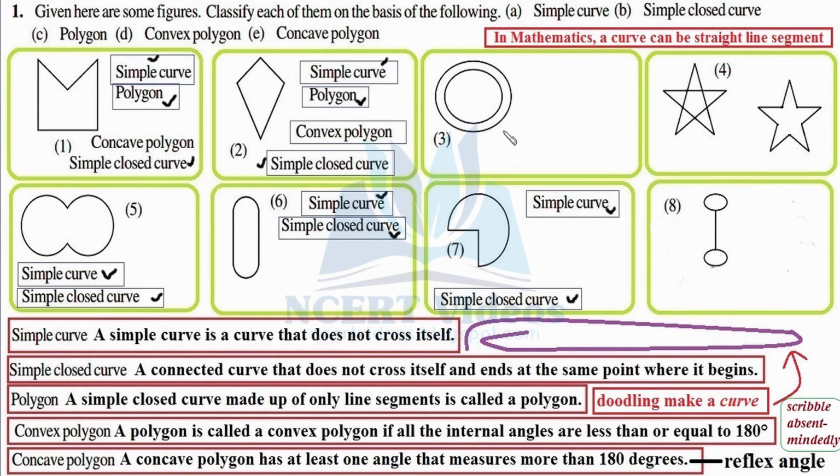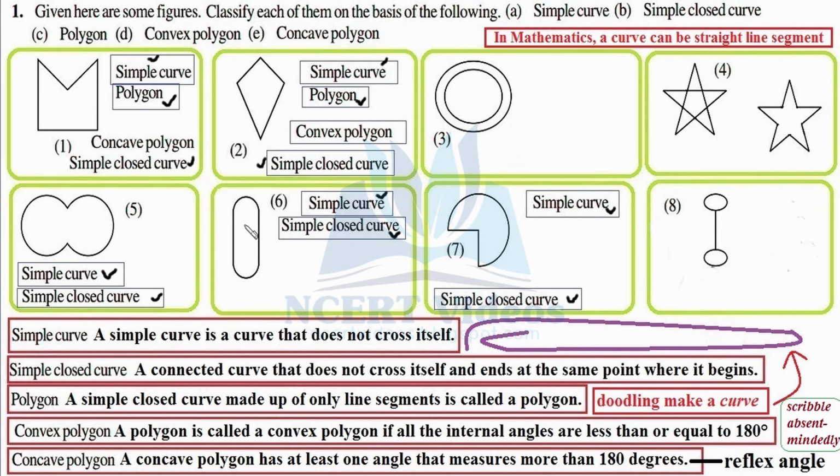This is not our criteria because it is not a simple closed curve. It is not a simple closed curve again. Henceforth, it is not a polygon. Whereas this is a polygon because it is a simple closed curve and also made up of straight line segments. Here, although it is a simple closed curve, it is not made up of straight line segments. Therefore, it is not a polygon.